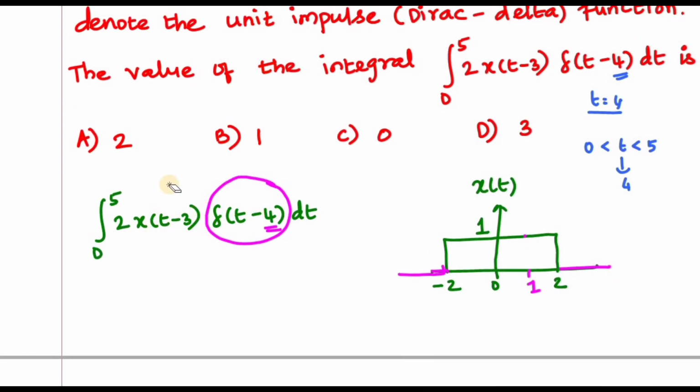So if I substitute this one, 2 into x of, I need to substitute t value is equal to 4, right? So if I substitute 4, I will get 2 into x of 1. So what is x of 1? X of 1 value is 1, right? So the x of 1 value is 1. So answer is 2.